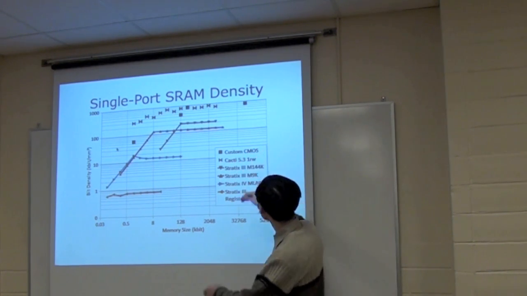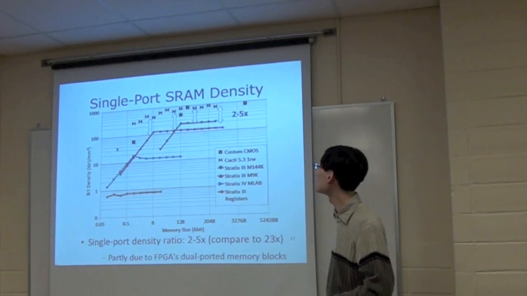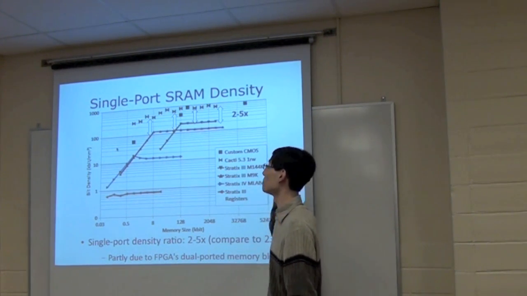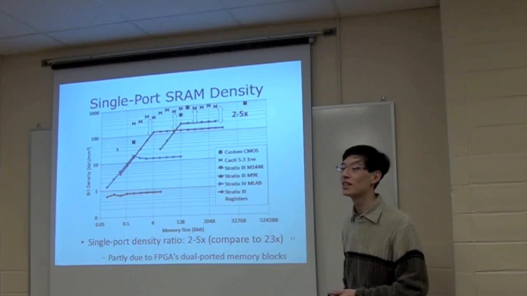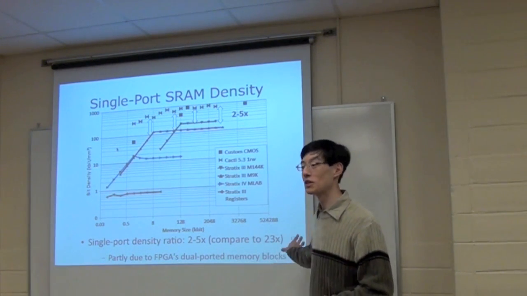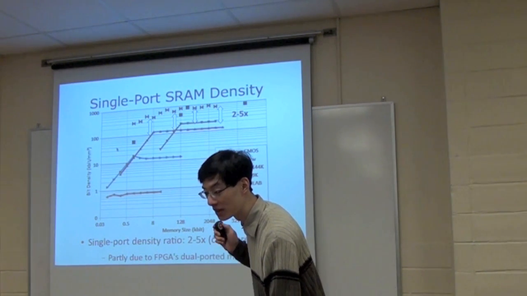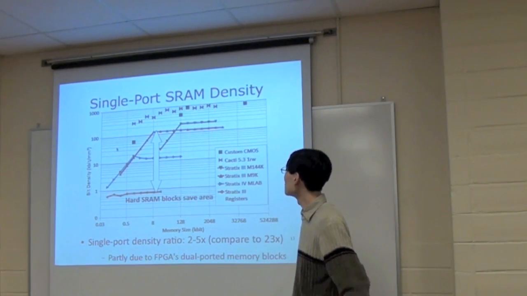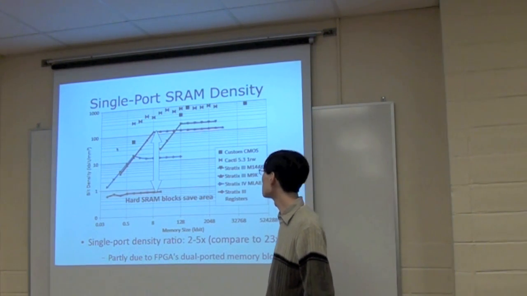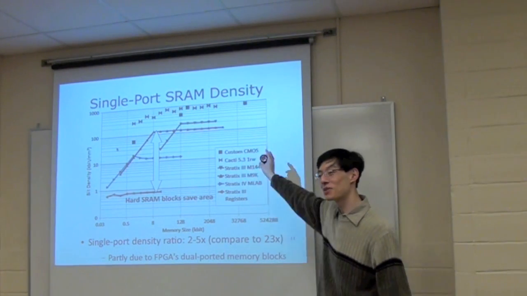The gap here is the density ratio between custom and FPGA RAMs, and you can see that the gap between custom RAMs and the best FPGA RAM is roughly 2 to 5x. This is actually fairly good compared to the overall area ratio of 23x. We can also see that using registers and muxes to implement RAMs, or to store anything, is very inefficient by roughly 2 orders of magnitude. So hard FPGA RAMs are a very good thing.